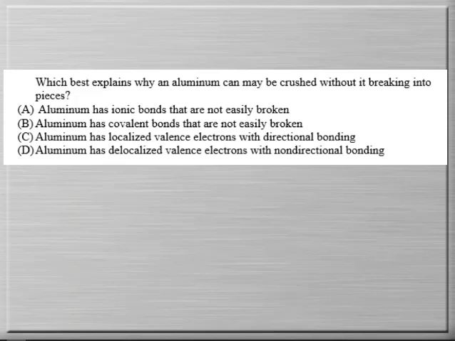Go ahead and pause the video and try this one. Restart when you're done. So aluminum is just Al, and so that's metallic bonding. So it doesn't have ionic, it doesn't have covalent, and it should be delocalized valence electrons. So the answer should have been D.